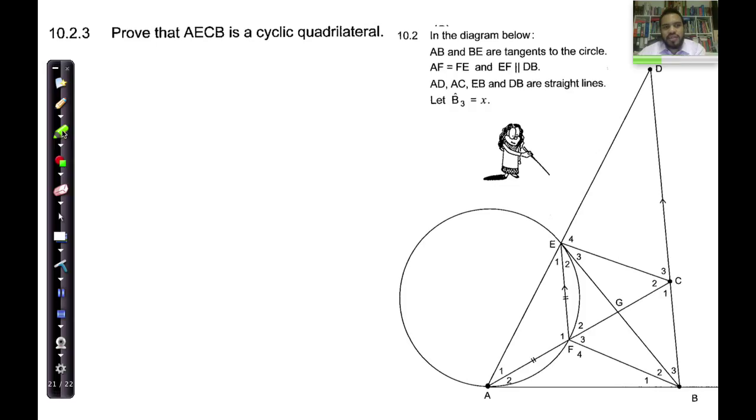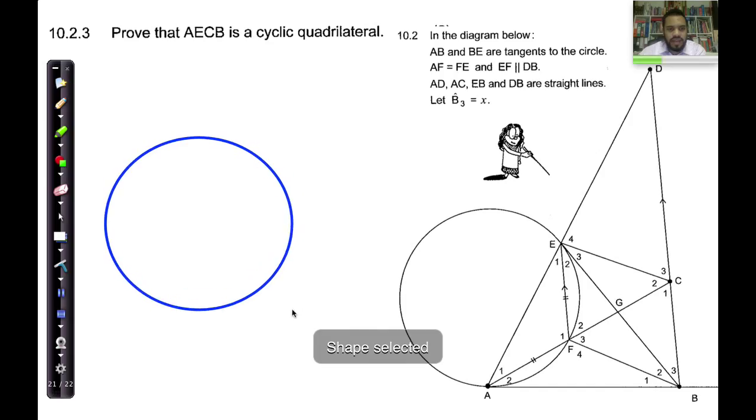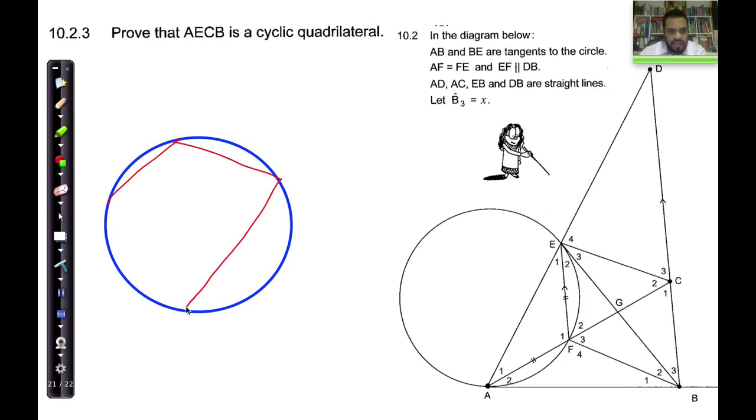Now, what is a cyclic quad? Well, simply put, a cyclic quad means it's a quadrilateral that is drawn within a circle. So, let's get a circle. That's a circle. A cyclic quad is any quadrilateral, for example, the one that I'm drawing now, as long as all four vertices are on the circumference of that circle, then it is considered a cyclic quadrilateral, right? There, it's back. That's a cyclic quadrilateral.